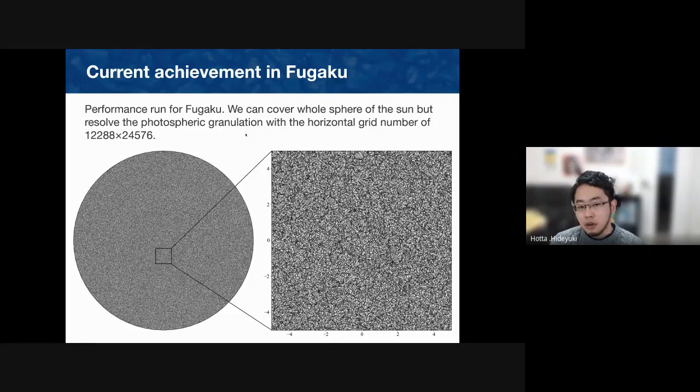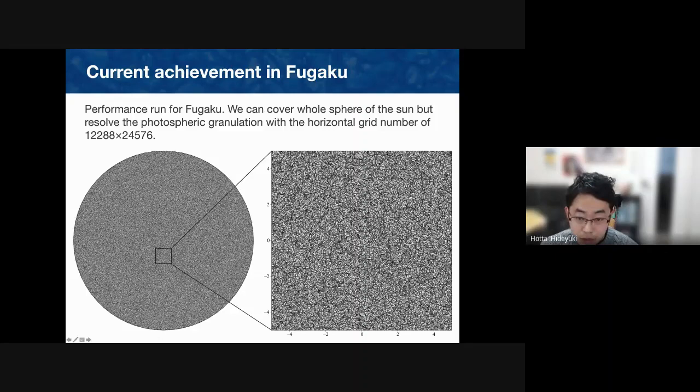Granulation size is 1 megameter, and we prepare this resolution for the horizontal grid number, which is this number. It is difficult to say, but this is a real calculation. We can carry out the whole sphere, and this is also a result. So you can see the granulation pattern.